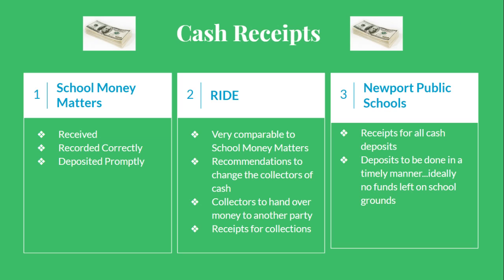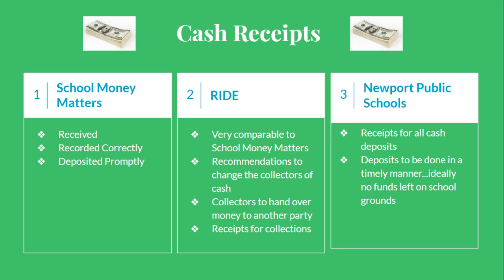For cash receipts, we have School Money Matters. We talk about the money being received, recorded correctly, and deposited promptly. So receive, you're posting the deposits immediately. Separate duties when receiving and depositing, and keeping everything under lock and key. That when deposits are made, we're providing security around that, reviewing the deposits on the posted statements, keeping copies of the bank deposit slips. And then, of course, issuing receipts that they're pre-numbered and in order.